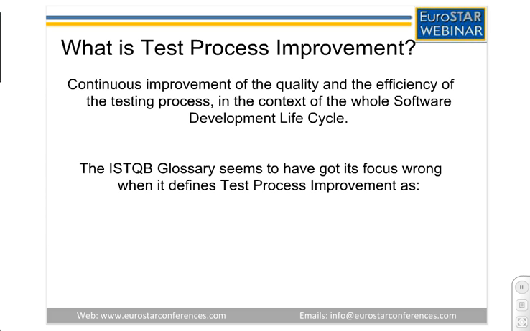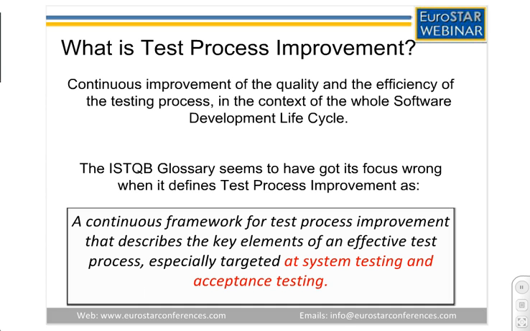Interestingly, I looked at the ISTQB glossary definition of process improvement. I have a feeling they've got it slightly wrong, in that their focus seems to be that we only do process improvement at system testing and acceptance testing. Well, it says especially, so maybe they do mean all testing. My view is certainly that test process improvement is something we should do across the life cycle. So that should include development testing as well as any other testing that's being done in the organisation.